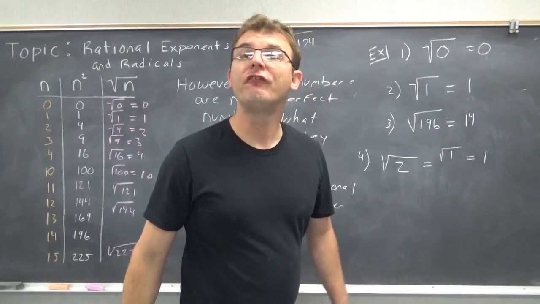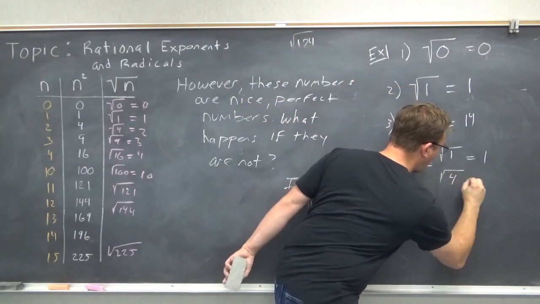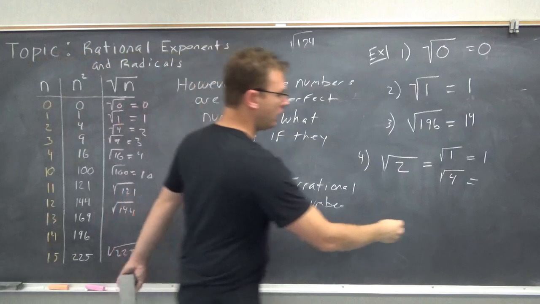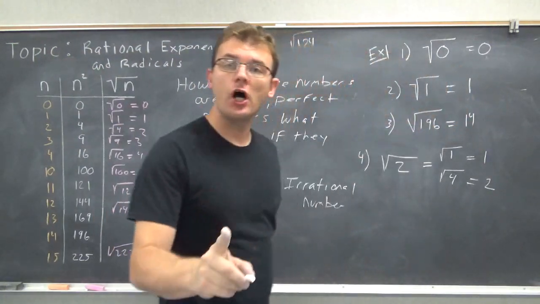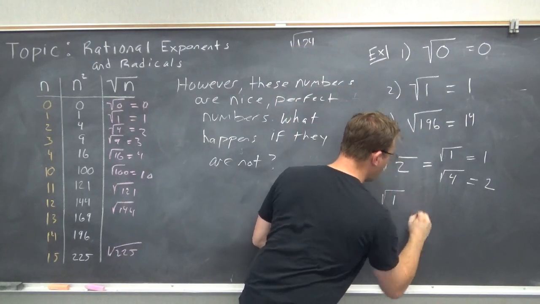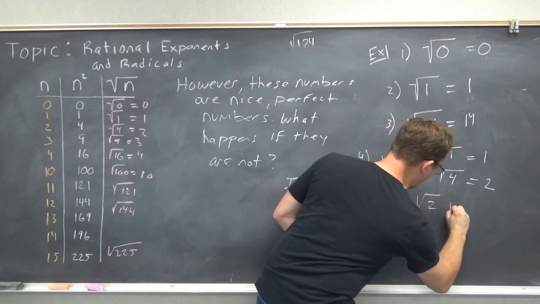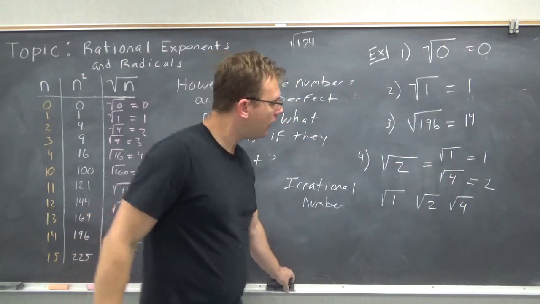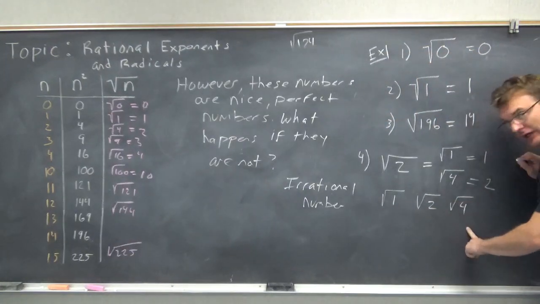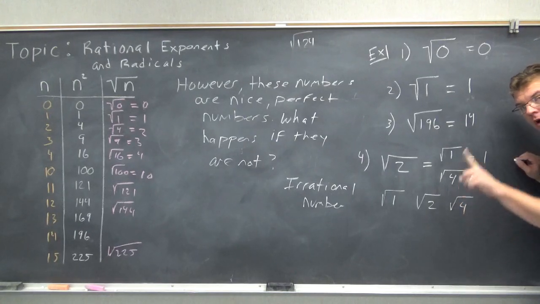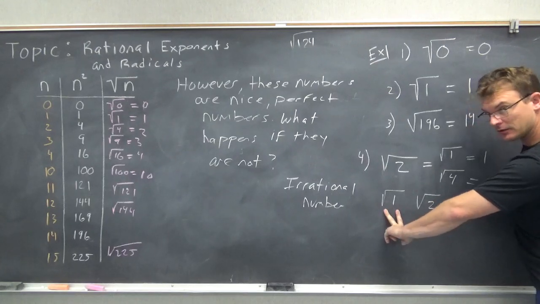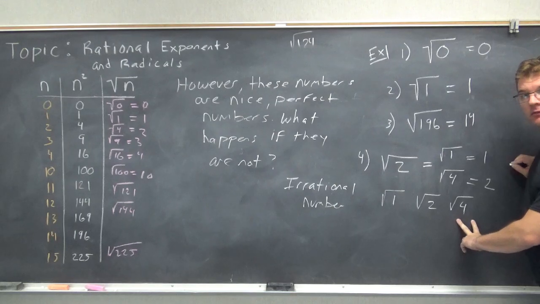What's the square root of 4? Oh, 2. So the square root of 2 is between here and here. The square root of 2 is between this nice number and this nice number.